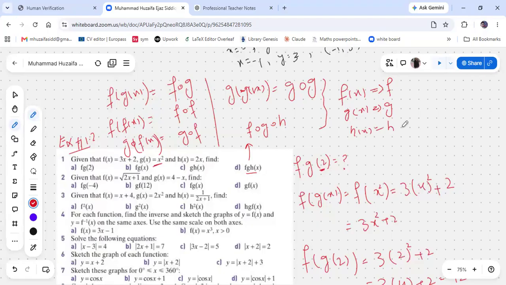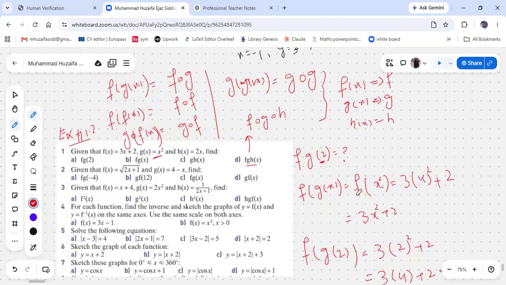Okay. So from the first one problem, is there any confusion, or I'm moving to the next one problem? Yes, sir. There's no confusion. Move on to the next problem.